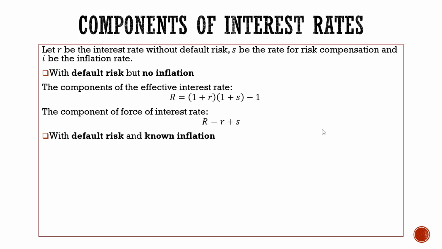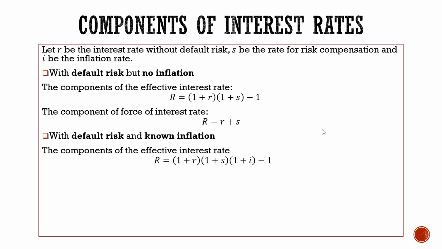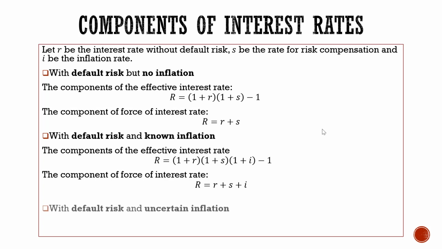In the case that default risk exists and inflation exists, and the inflation is known, then the effective interest rate is capital R equal to (1 plus r) times (1 plus s) times (1 plus i) minus 1. And the component of force of interest rates: R is equal to r plus s plus i.